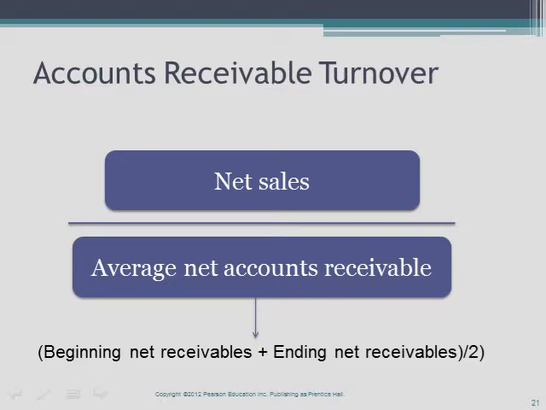To compute accounts receivable turnover, divide net sales by average net accounts receivable. The ratio tells how many times during the year average receivables were turned into cash.